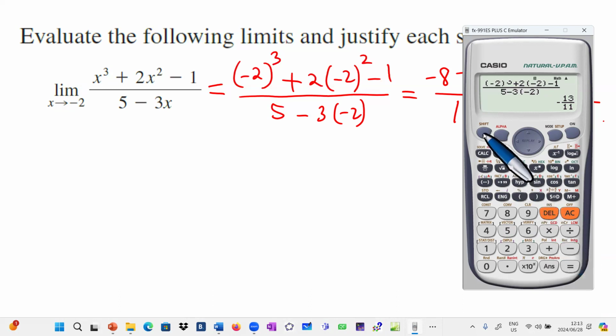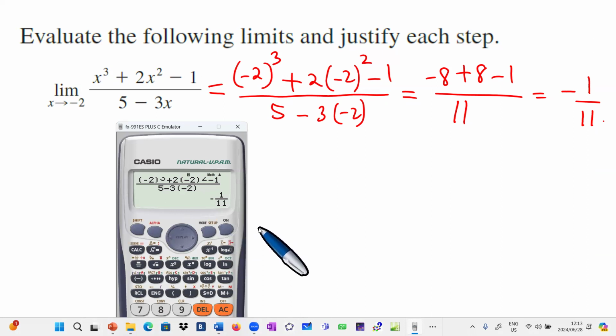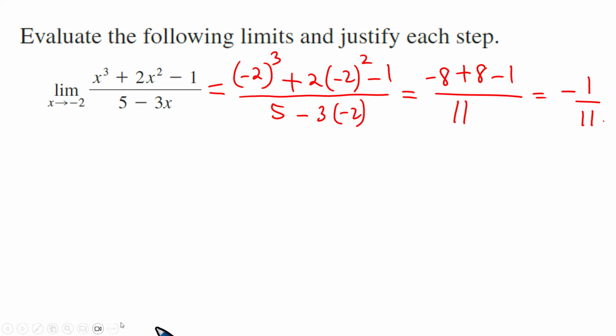Never mind that. We need to square this one. Let's see. So clearly the answer is exactly minus 1 over 11, and it is indeed the correct answer we got. All right, so we're good. Any question? No question. We proceed to the next one.